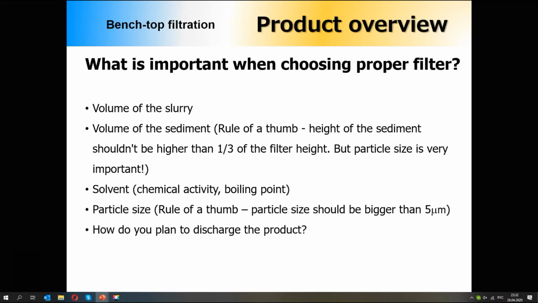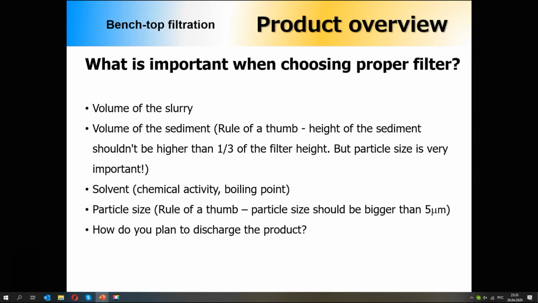So when you are filtering, if you have a higher filter cake, the filtration process will be too slow. But as I said, the speed of the filtration really depends on the size of the particles, because if the size of the particles is relatively big, like 100 microns or maybe even bigger, then of course there will be no problems with filtering at all.